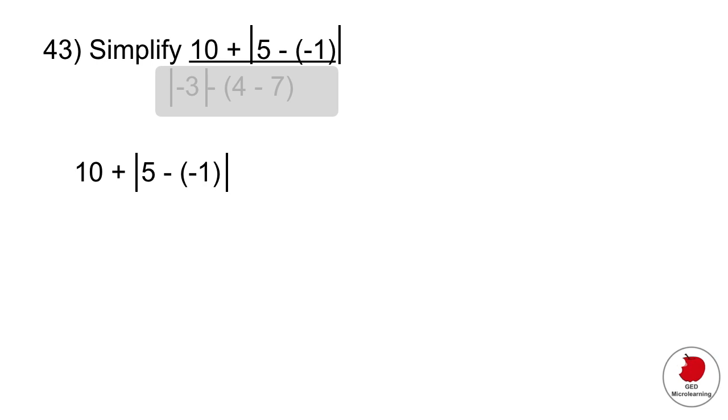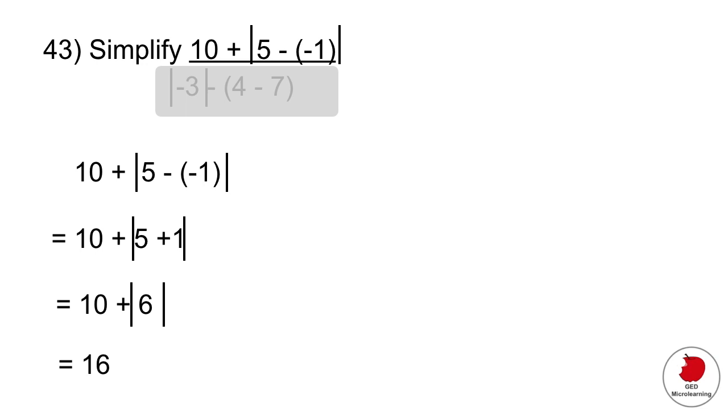So we have 10 plus an absolute number. Within that bracket, we have 5 minus -1. If you have a negative -1, it becomes positive, so we have 5 plus 1. If we add that together, that gives us 6. And remember that whatever number is inside those vertical bars is going to be positive. So we end up with 10 plus 6, which is 16 on the top.